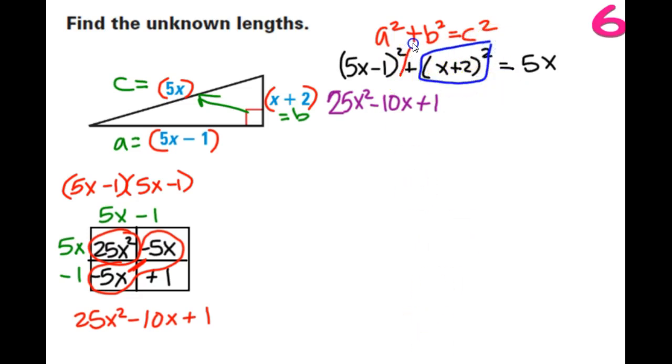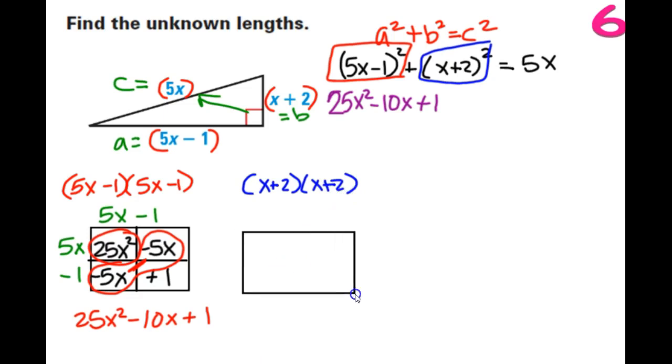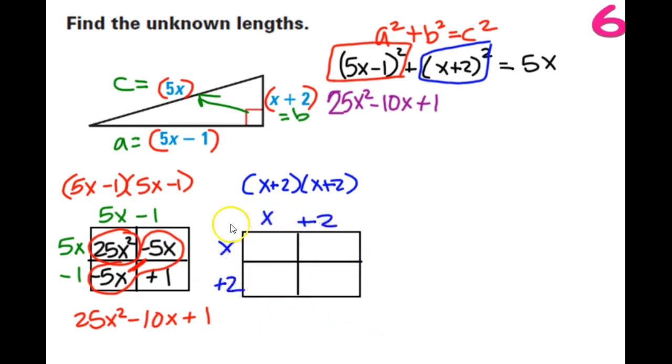So we did this first piece, and we got what's in purple. Now we're going to do the blue piece. We have x plus 2 times x plus 2. Again, I'm going to draw a box to help me multiply. So I have x plus 2 times x plus 2. So x times x is x squared. x times 2 is 2x. Again, 2 times x is 2x. And 2 times 2 is 4.